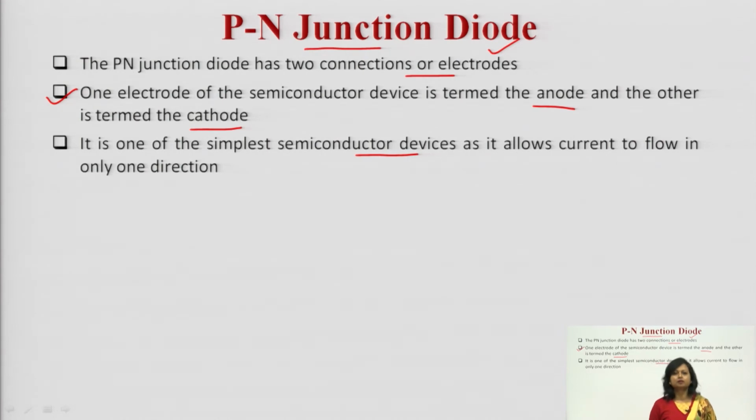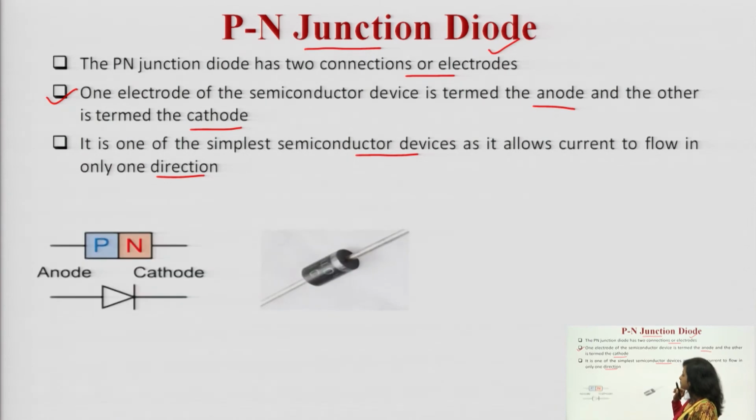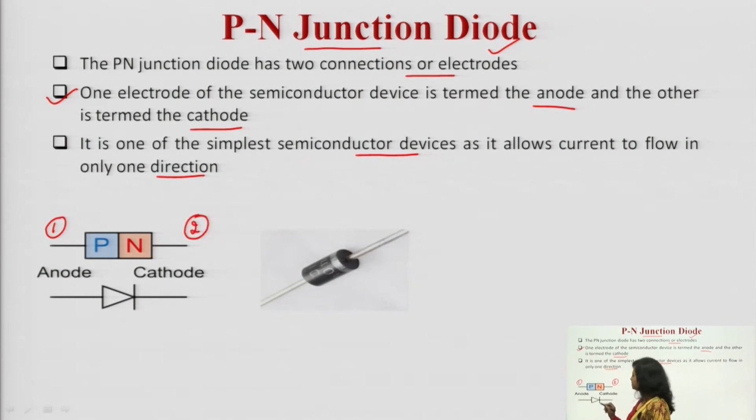Why unidirectional behavior? Because it allows the direct flow of current in only one direction, right? So its unidirectional behavior is very important. You can see this is the circuit symbol over here. PN junction diode has two terminals, one terminal is this, the second terminal is this, and one is the anode, the second terminal is known as the cathode.